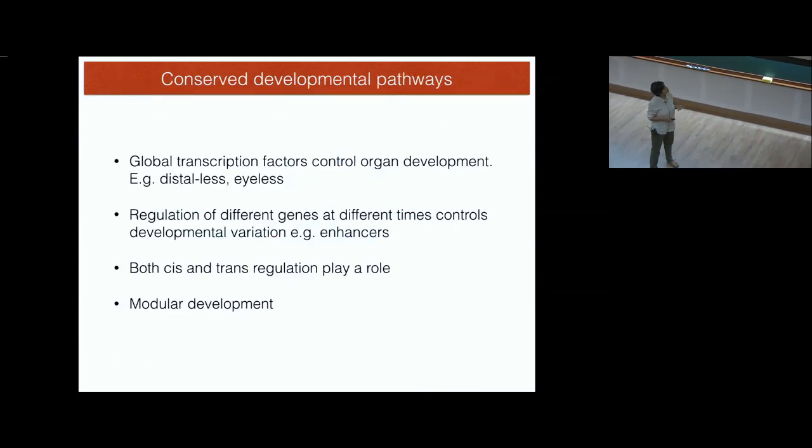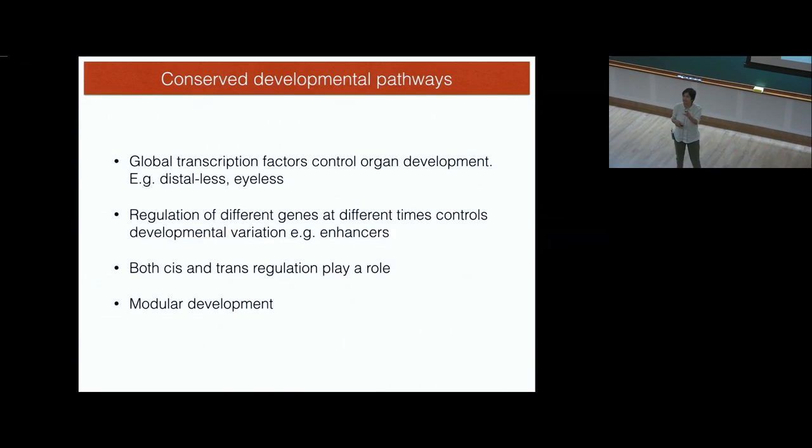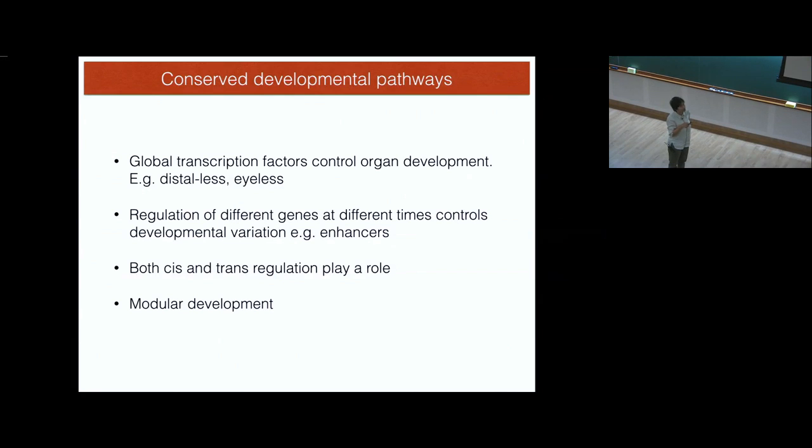Okay, so in general, there are conserved developmental pathways which can allow these kinds of changes. There are global transcription factors. Transcription factors are proteins which will allow or regulate the expression of a particular gene at a particular time or in response to particular cues and so on. So again, transcription factors can be some of these major keys, right, through which you can turn and easily mutate to cause a lot of changes in expression of lots of different genes. And they can control organ development, like distal-less is one such gene, I-less is one such gene. These are genes that are very well studied and understood in some insects or other model organisms. And regulation of different genes at different times controls developmental variation.